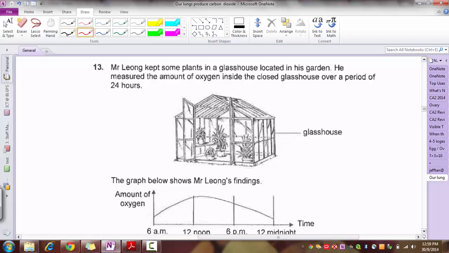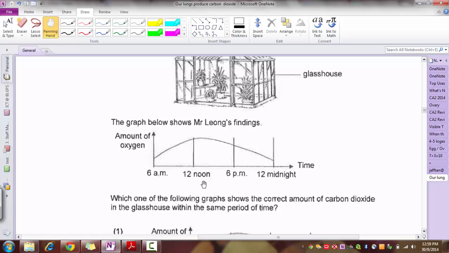Right, question 13. Mr. Leong kept some plants in the greenhouse, measured the amount of oxygen inside the closed greenhouse over a period of time. So the graph shows his findings. So the amount of oxygen will increase over time, especially 12 noon to 6 p.m., it is at the highest. Towards like 12 midnight or in the morning it's lowest. Okay, so now this is the amount of oxygen. Alright, so please take note, this is a time versus amount of oxygen graph.